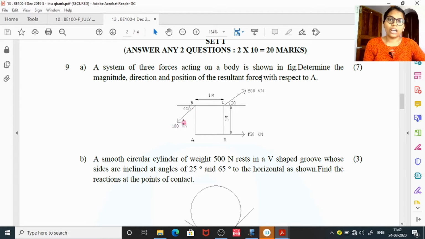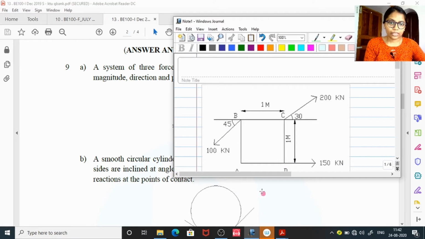Okay. So if you have more than one force, then it means that we can have one single force which can balance all these 3 forces. That is what we call the resultant force, and we need to find the magnitude and direction. Also we have to locate the position of the resultant force with respect to A. Okay. So let us try solving this. I have copied it.